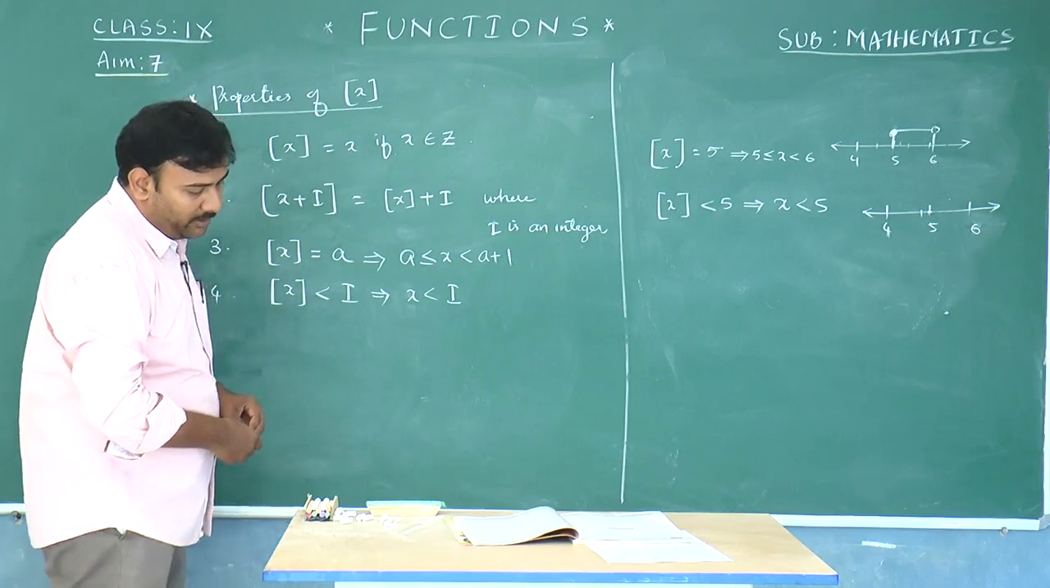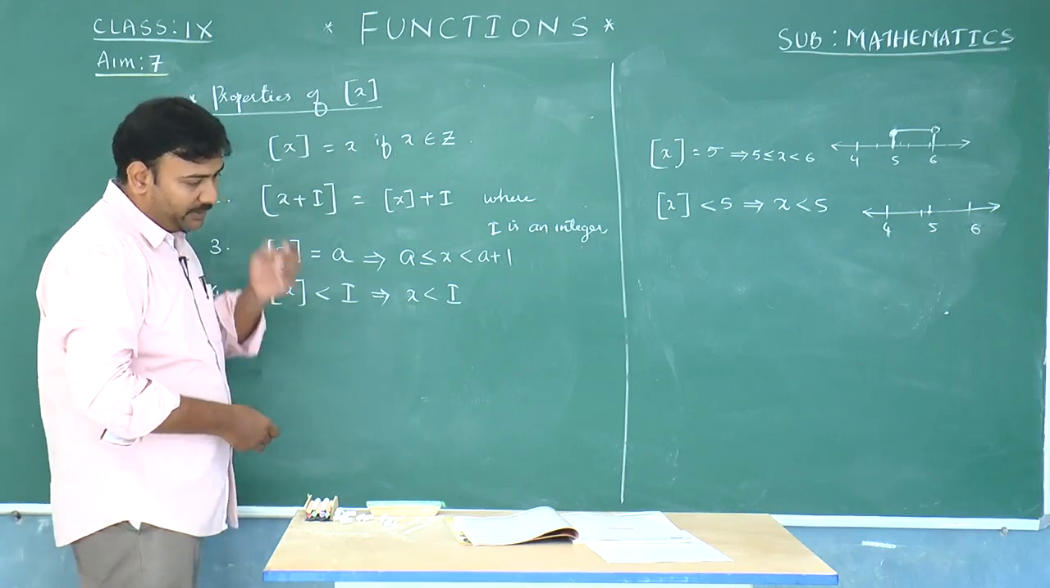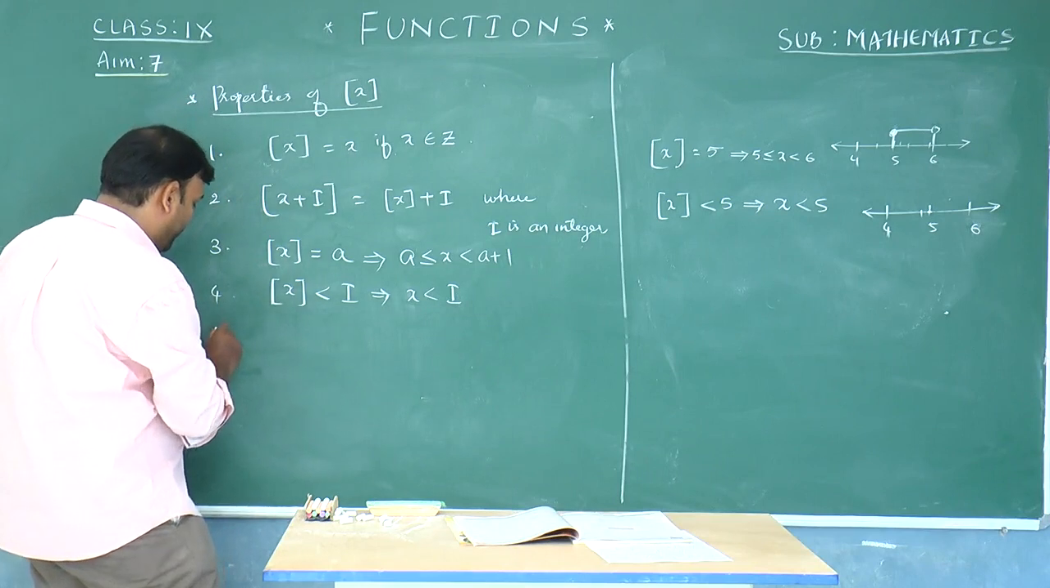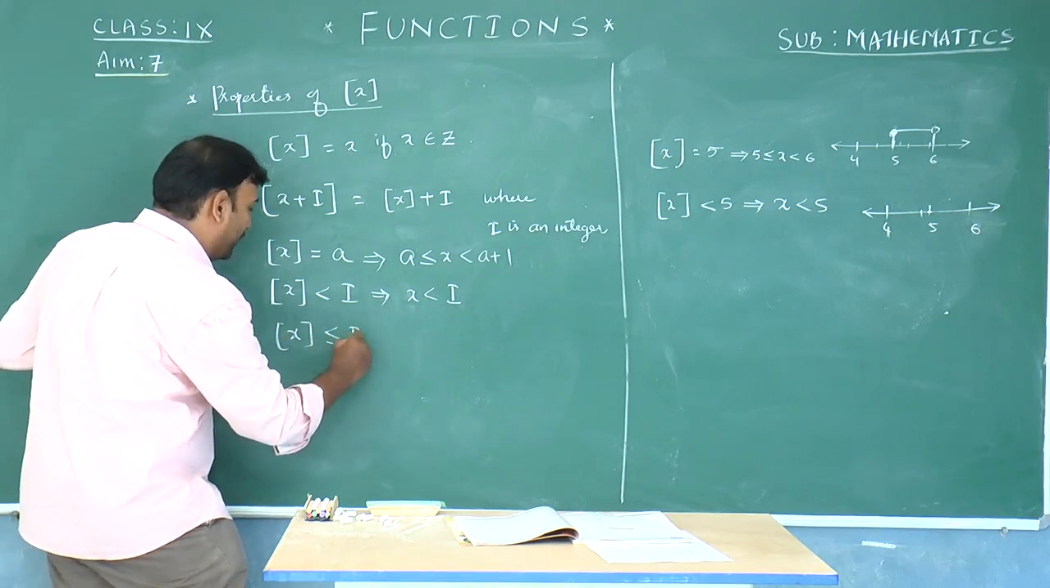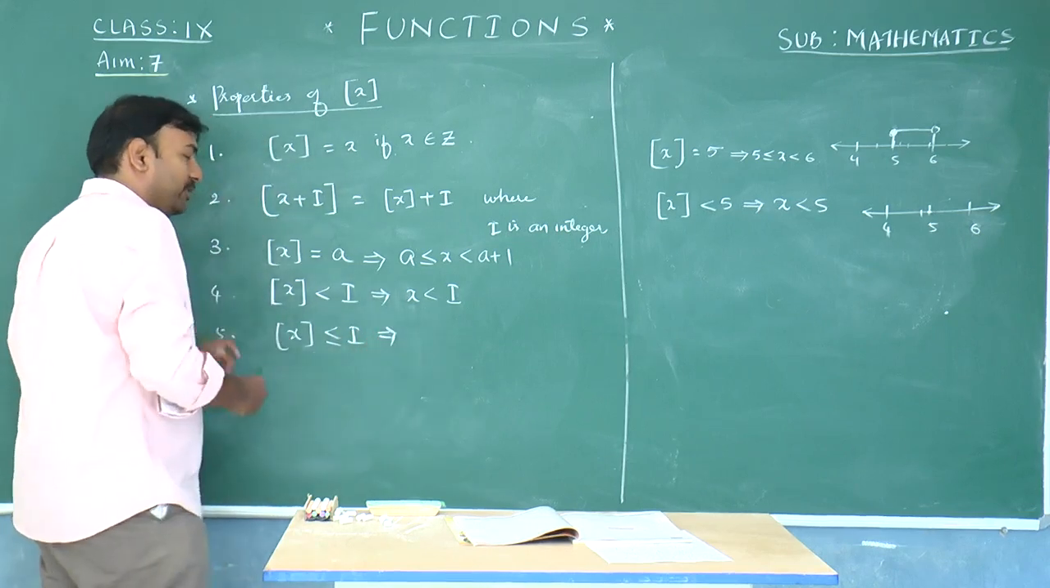And coming to the next property, step x less than or equal to I. If I take the inequation step x less than or equal to I, what is going to be the solution for this inequation?